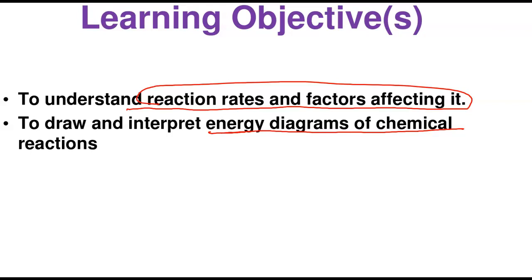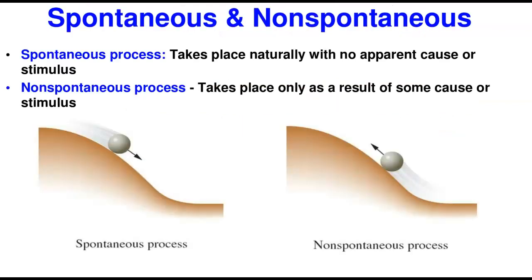Our learning objective today will be to understand rates, reaction rates, and factors affecting it. Secondly, we're going to know how to draw and interpret energy diagrams of chemical reactions. Those are the two things we intend to achieve at the end of this class. So let's take it off from there and begin to get into it.